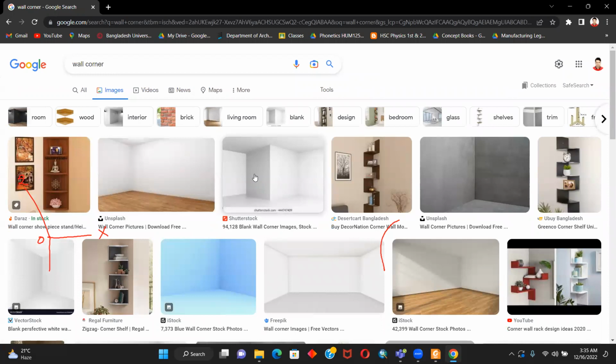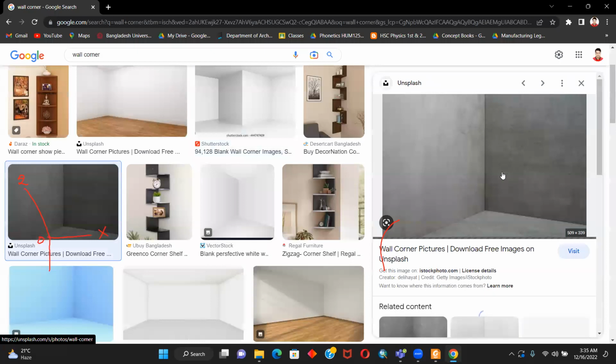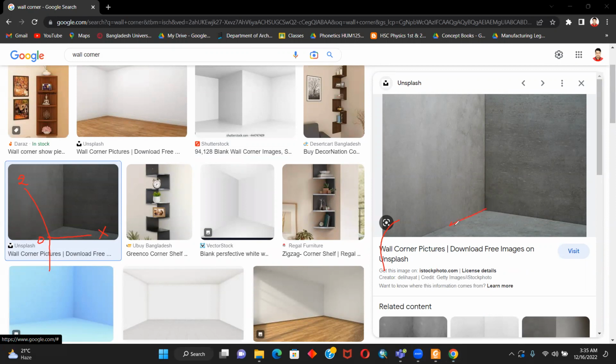I think this one would have been better. See, what I am saying to you is, say this is the y-axis in this direction, this is the x-axis, and this is the z-axis. Now tell me, what is the angle between the x-axis and z-axis here? 90 degrees, right?